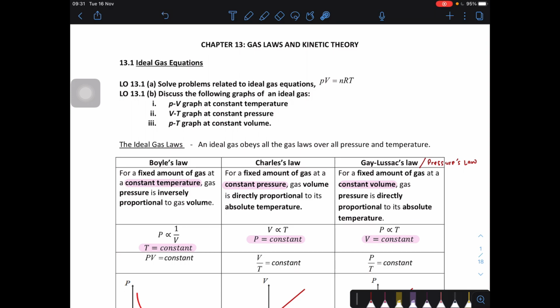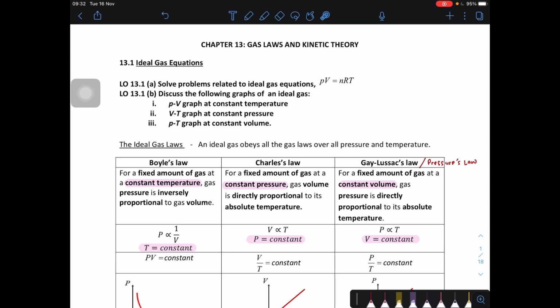First, you should be able to solve problems related to the ideal gas equation, which is PV is equal to nRT. Second, you should be able to discuss the following graphs of an ideal gas. So we have three different graphs: PV, VT, and PT.